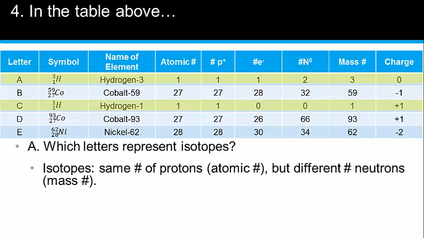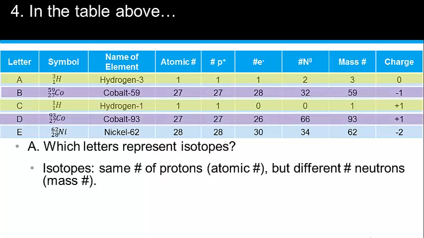So first, we've got hydrogen 1 and hydrogen 3. Because they're both hydrogen, they have the same number of protons. What's different, however, is the mass number, and this is due to a different number of neutrons. So in this case, A and C are going to be isotopes. In addition, we have cobalt 59 and cobalt 93. So because they're both cobalt, they have the same number of protons, the same atomic number, but their mass numbers differ, and this is again due to differing numbers of neutrons.